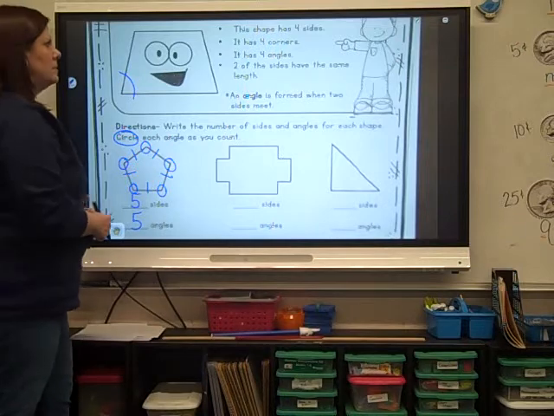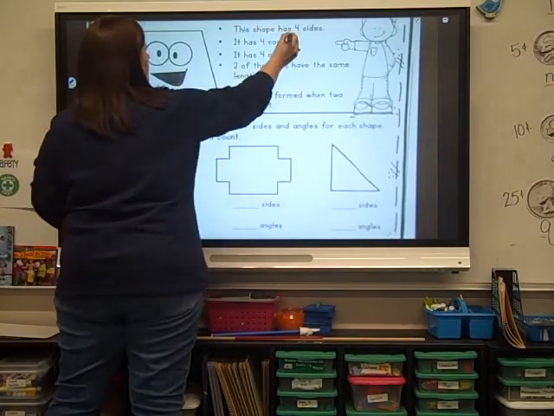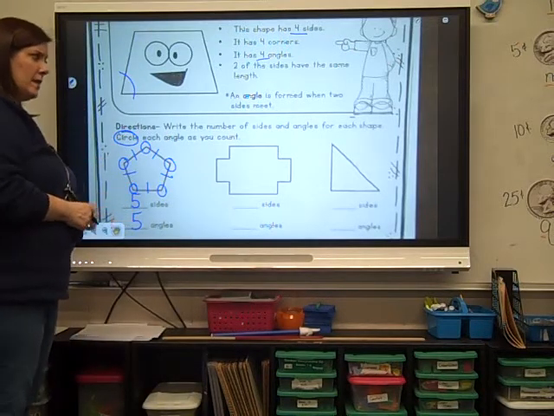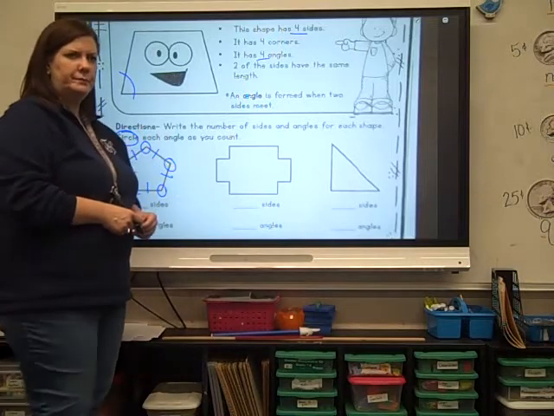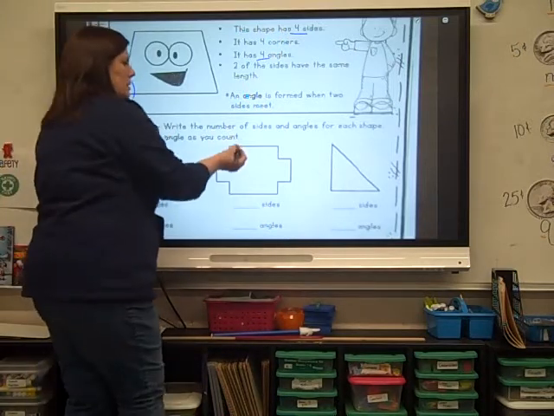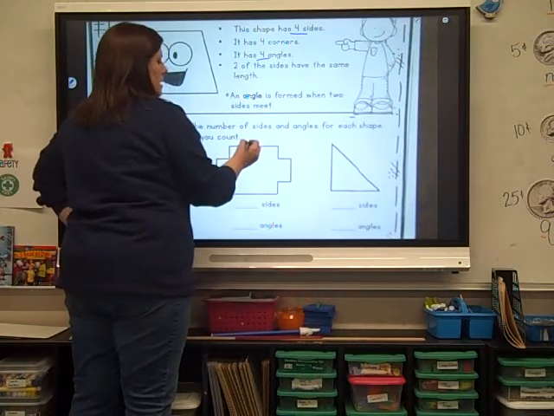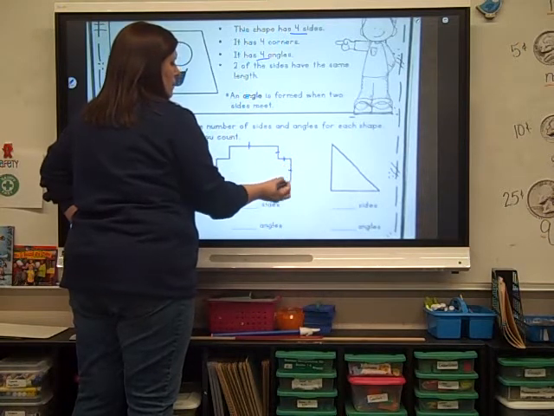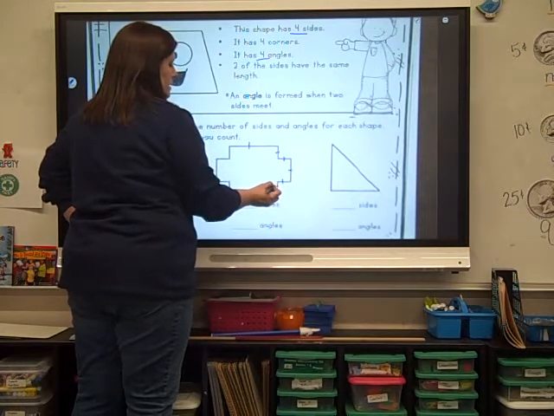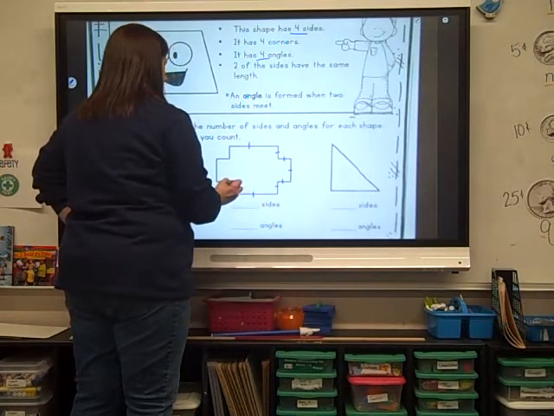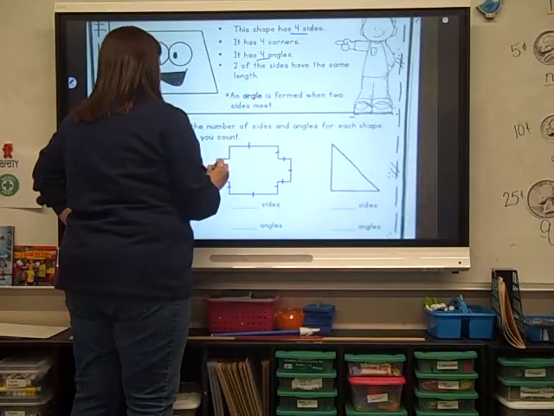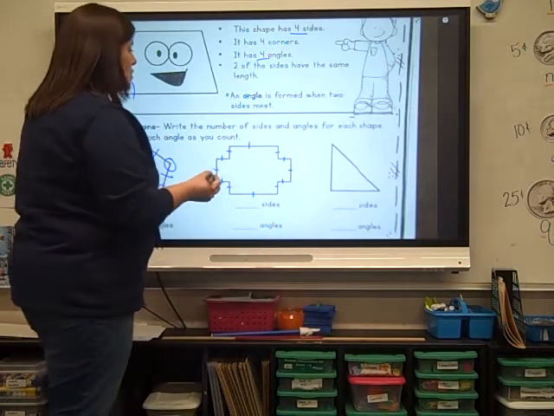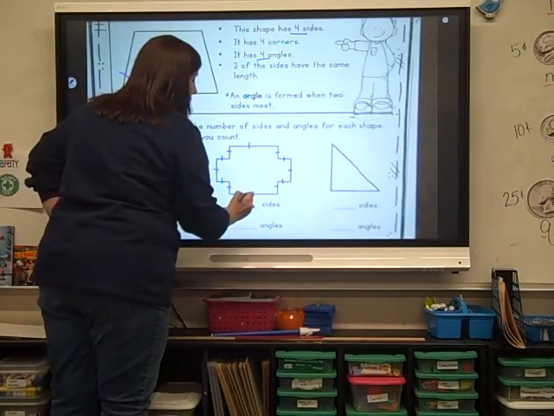I'm starting to see a pattern. I see that this shape had 4 sides and 4 angles. This shape has 5 sides and 5 angles. Oh, holy cow, look at this one. Let's count these sides. You ready? I'm going to start at the top and just go around. You do it with me. Ready? 1, 2, 3, 4, 5, 6, 7, 8, 9, 10, 11, 12. Oh my goodness, it has 12 sides.